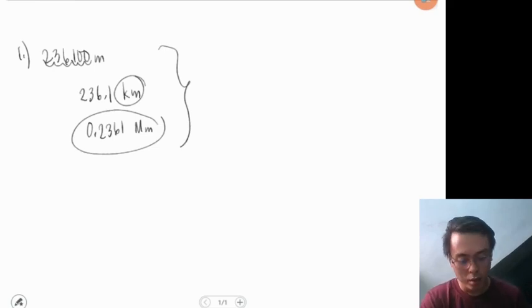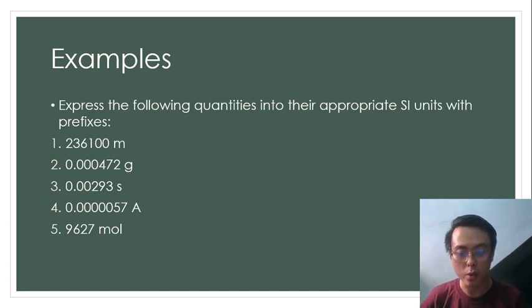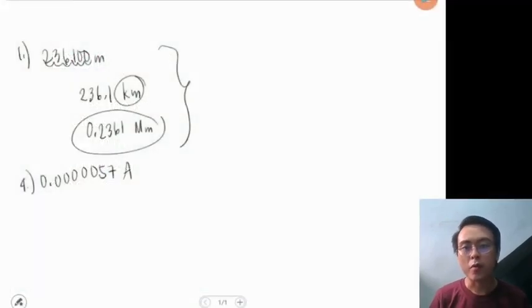Okay, so let's have another example. Let's use a very small number. Let's use number 4. That's 0.1234557 amperes. So we have 0 followed by the decimal point, then followed by 5 zeros, and then 5 7 amperes.